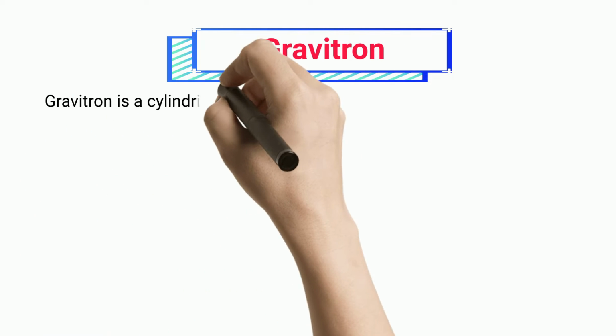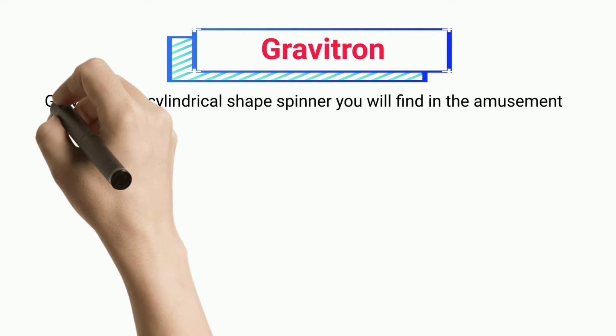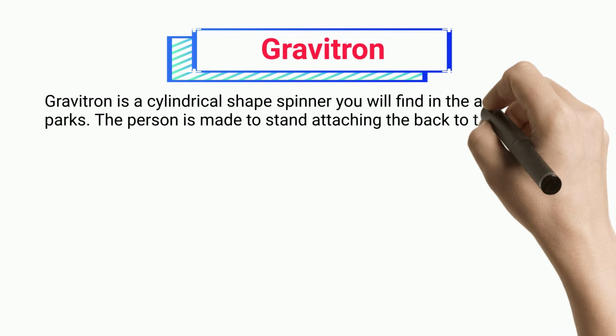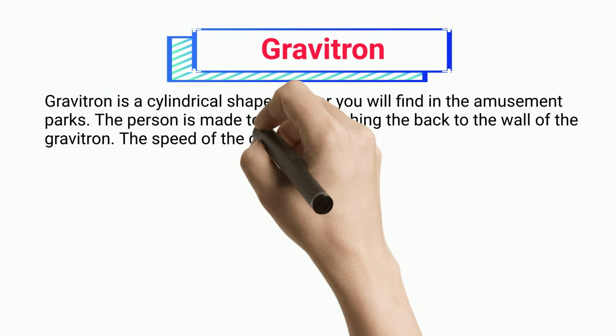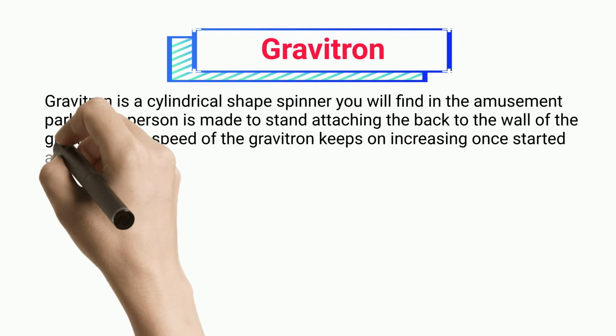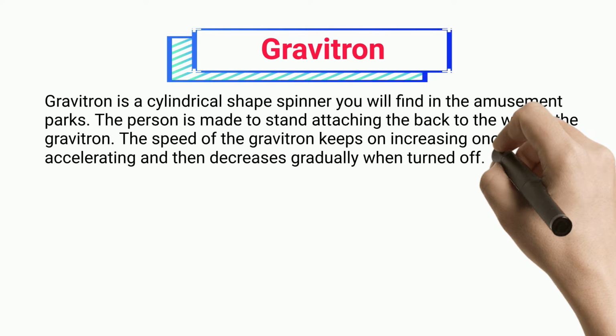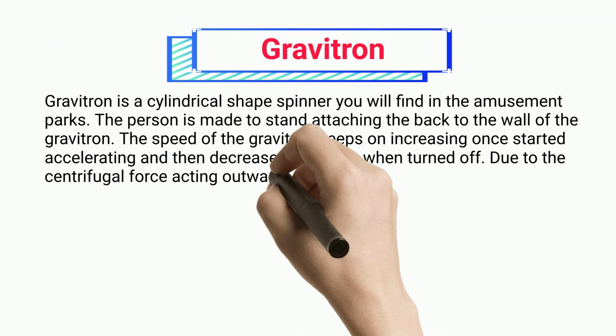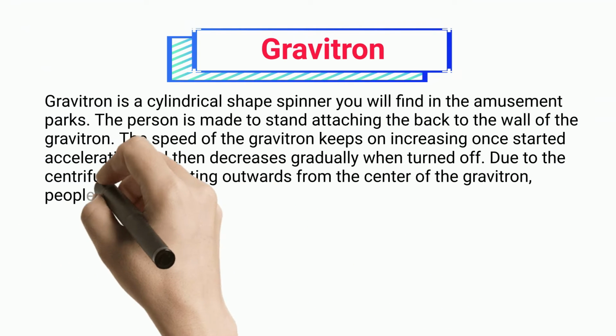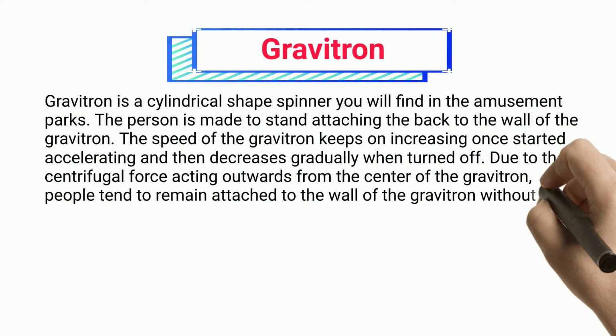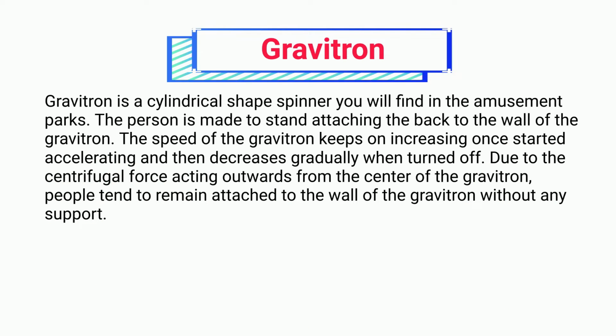Gravitron. Gravitron is a cylindrical spinner you will find in amusement parks. The person is made to stand with their back attached to the wall of the gravitron. The speed of the gravitron keeps on increasing once started and accelerating, and then decreases gradually when turned off. Due to the centrifugal force acting outwards from the center of the gravitron, people tend to remain attached to the wall of the gravitron without any support.